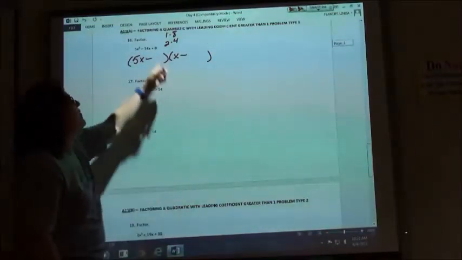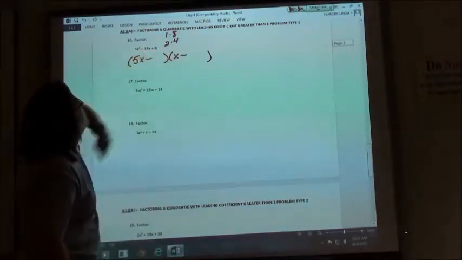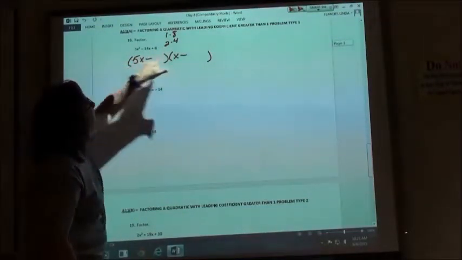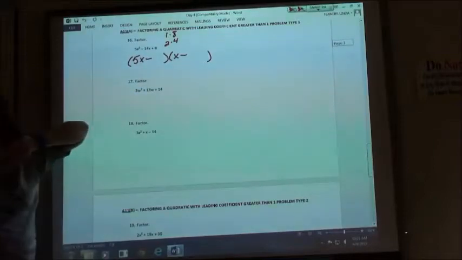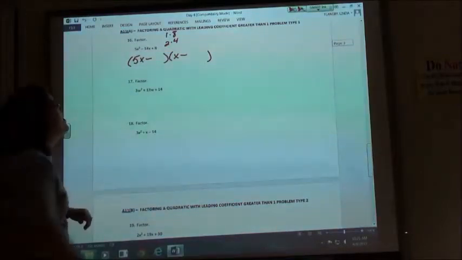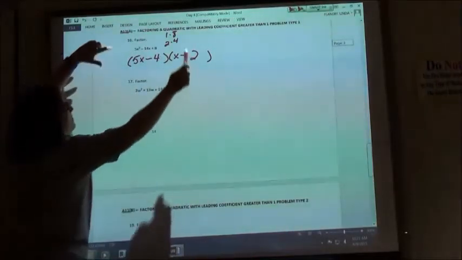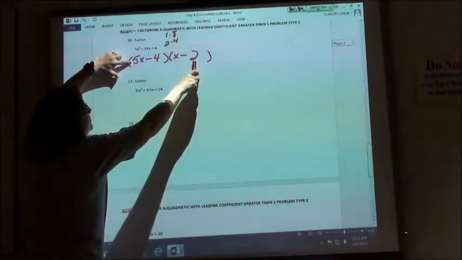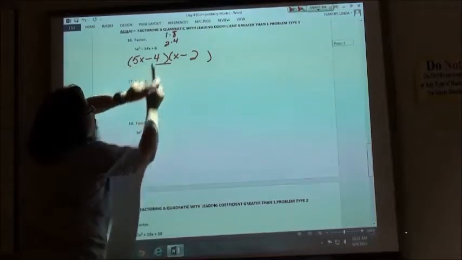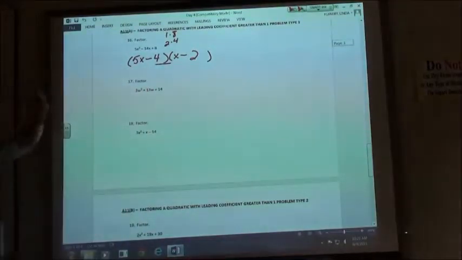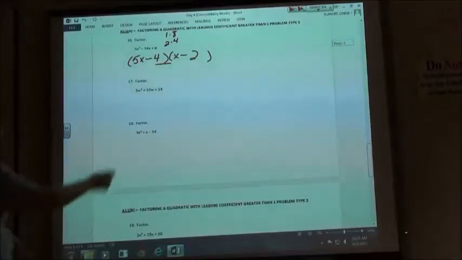Guess and check. If I got 2 and 4 and I want to get 14 in the middle, I probably don't want to take 5 times 4 because that's going to be pretty big, right? It's going to be bigger than my 14. So I'm going to put my 2 here and my 4 here and check it out. My outside product is negative 10x. My inside product is negative 4x. And sure enough, negative 10 plus negative 4 is negative 14, so I have the right answer.